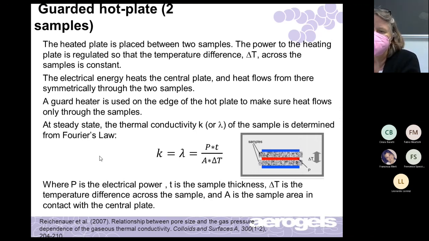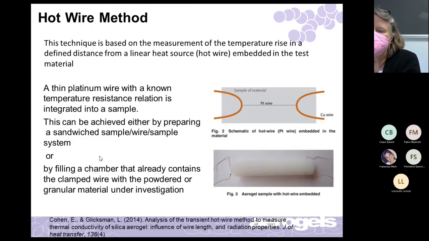So some people prefer these transient methods. And there's one called the hot wire method. The technique is that you use a thin, flat sample, here in gray, and you embed in your sample a platinum wire, which has a known temperature-resistance relation. So the resistance of that wire can be measured, and it's a function of temperature.